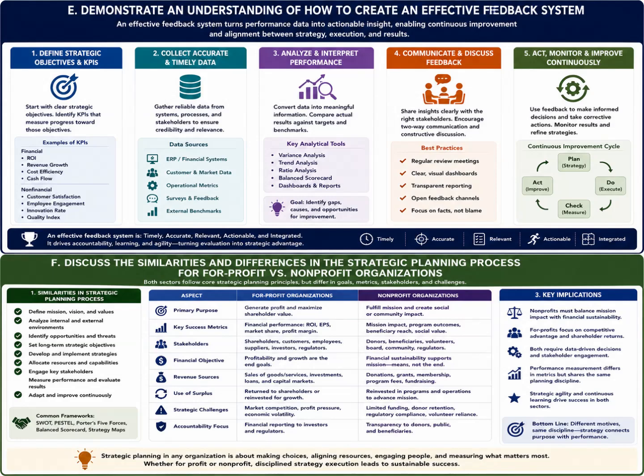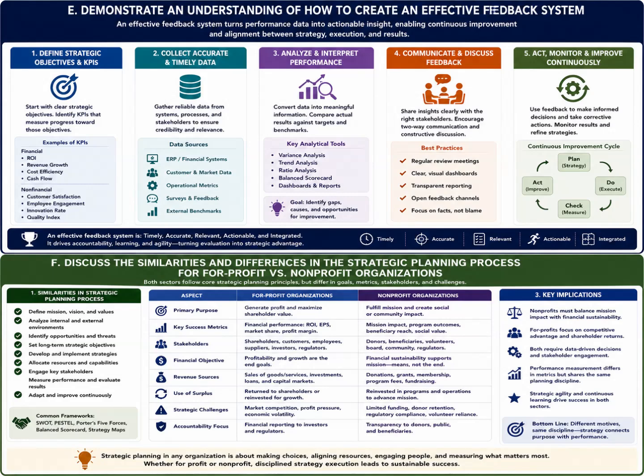behavior. Effective feedback systems rely on structured evaluation and control processes, including regular performance reviews, variance analysis, and management by exception. Balanced scorecards and strategy maps help visualize cause and effect relationships among strategic initiatives. Timely reporting enables leaders to detect deviations early and initiate corrective actions.